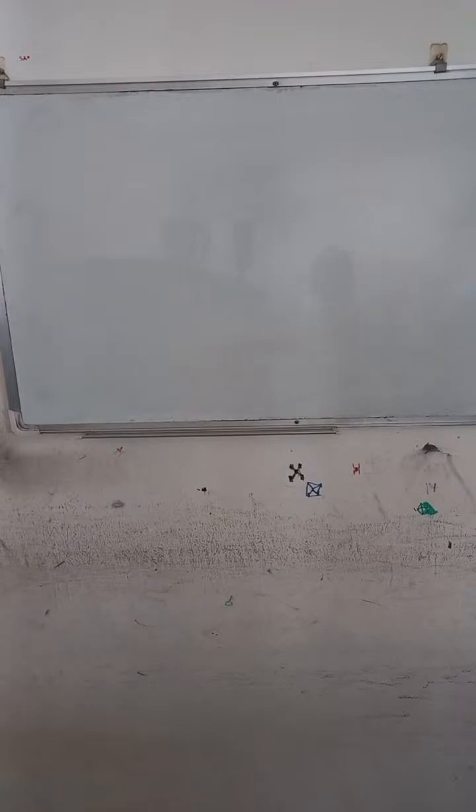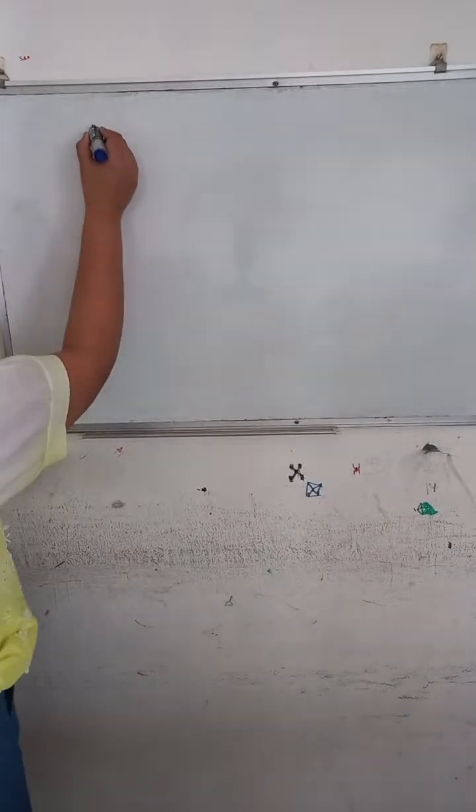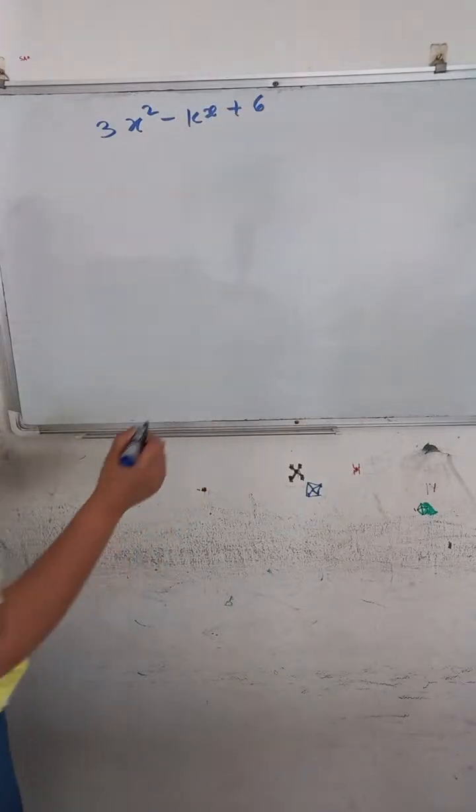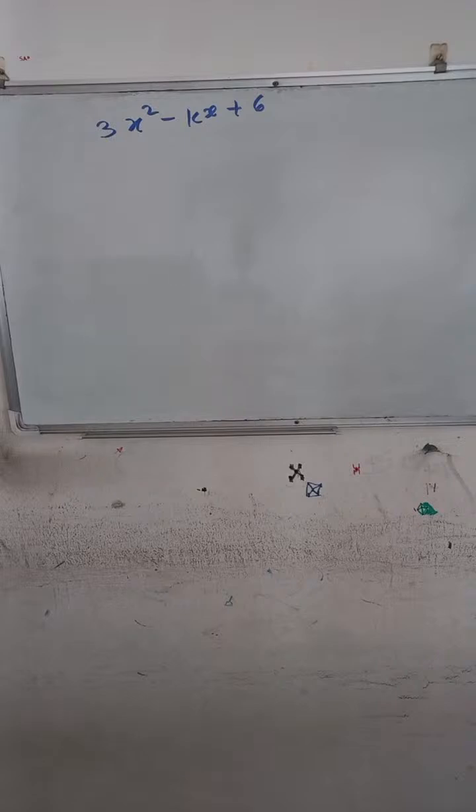Write down the question. If the sum of the zeros of the quadratic polynomial 3x square minus kx plus 6 is 3, then find the value of k.